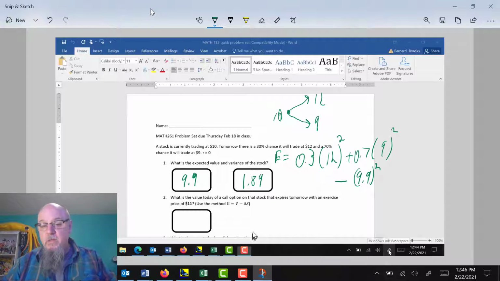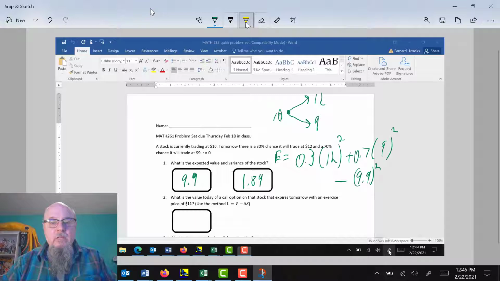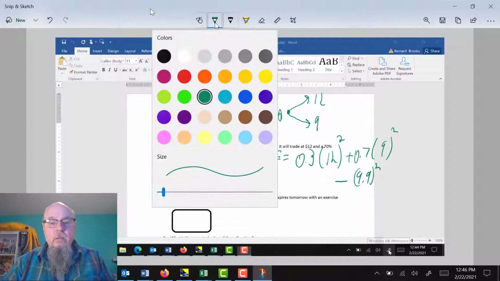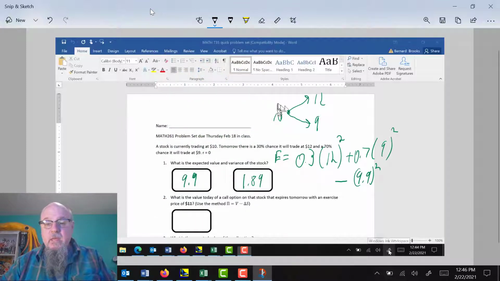Next question then. What's the value today if we're talking about a call option, and I want to use that portfolio: buy an option, short some shares. So let me change the color here for a bit. We're talking about a call with an exercise price of $11. So if the stock goes up, that option's worth $1. If the stock goes down, that option's worth 0.